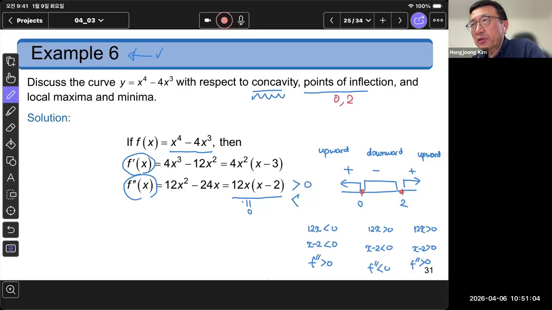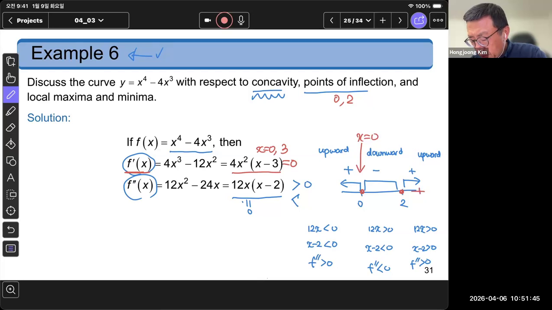Now, what is the third question? We want to find the local maxima and local minima. In order to find them, I need to find the points where f prime is 0. Now please remember, f prime is this one. That is 0 when x is 0 or 3. Okay. Now at 0 and 3.